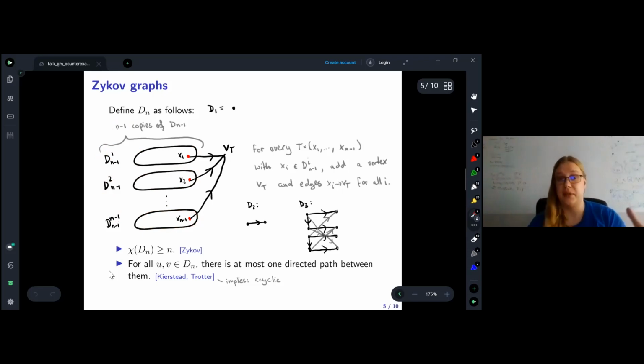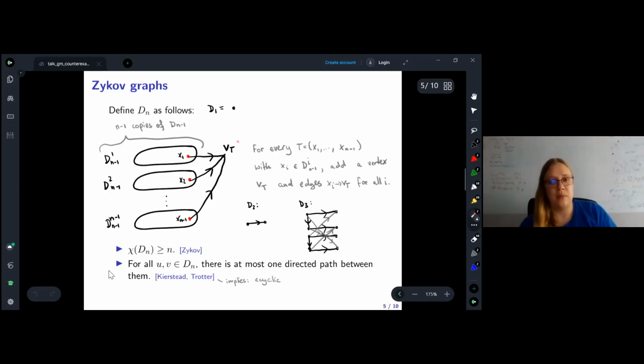And now I'm going to add new vertices. The rule is for every transversal, meaning for every choice of one vertex in the first copy, one in the second, one in the third, and so on, one in the last, I add one new vertex that corresponds to this transversal, meaning this choice of one vertex in each copy. And I'm going to put in edges at this vertex from the vertices in my transversal. So VT is a vertex with no out neighbors, and it has exactly these n-1 in neighbors.